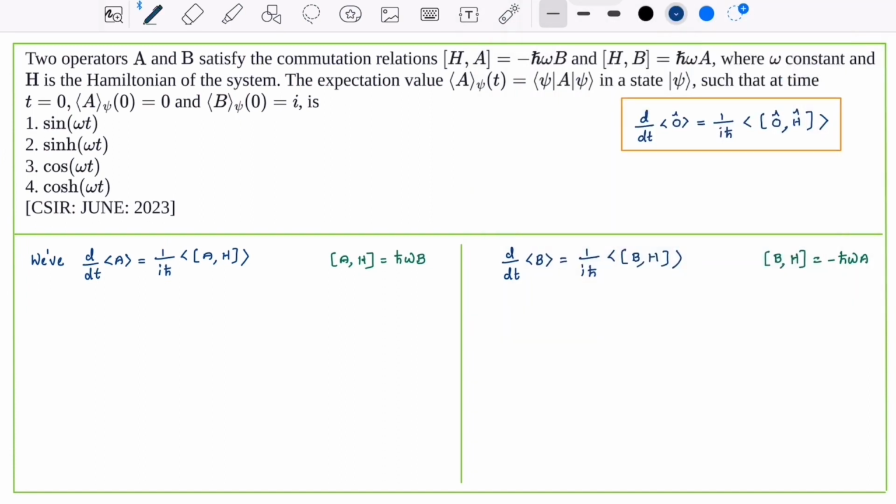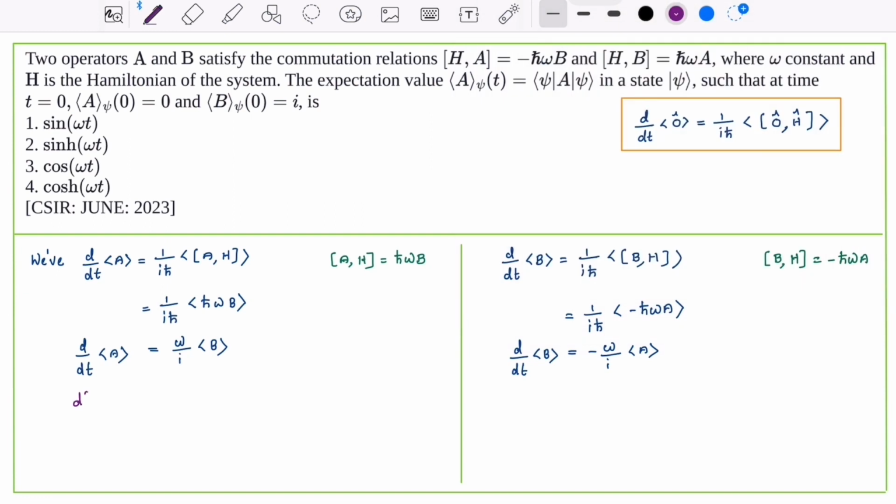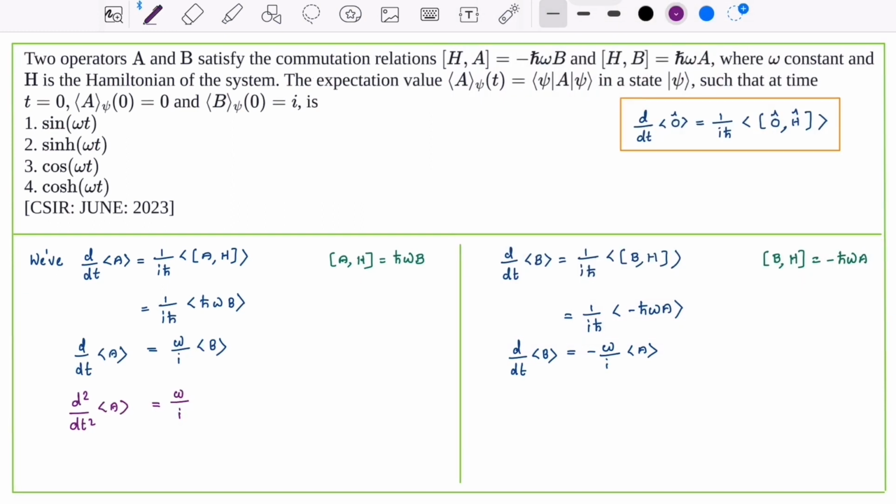Now let us substitute these values. d/dt of the expectation value of A is equal to 1/(iħ) times the expectation value of ħω B, and that is equal to ω/i times the expectation value of B. Similarly, d/dt of the expectation value of B is equal to 1/(iħ) times the expectation value of minus ħω A, and that is equal to minus ω/i times the expectation value of A. Now take the second derivative: d²/dt² of the expectation value of A is equal to ω/i times d/dt of the expectation value of B, and that is equal to ω/i times minus ω/i times the expectation value of A. So d²A/dt² minus ω²A is equal to 0.